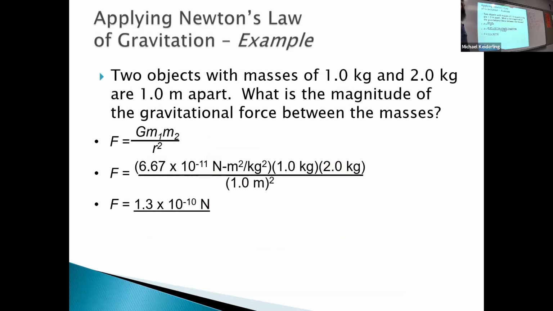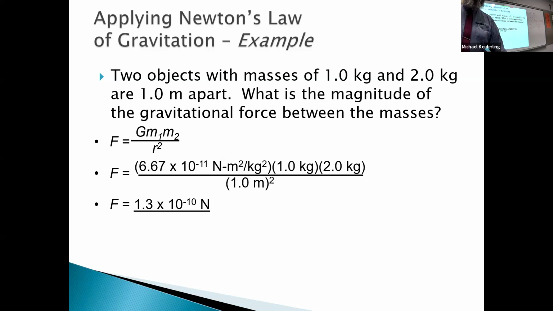Well, we plug in our numbers. 6.67 times 10 to the minus 11 newton meters squared per kilogram squared times 1 kilogram times 2 kilograms divided by 1 meter squared. We get 1.3 times 10 to the minus 10 newtons. So the force is something like 11 orders of magnitude smaller.